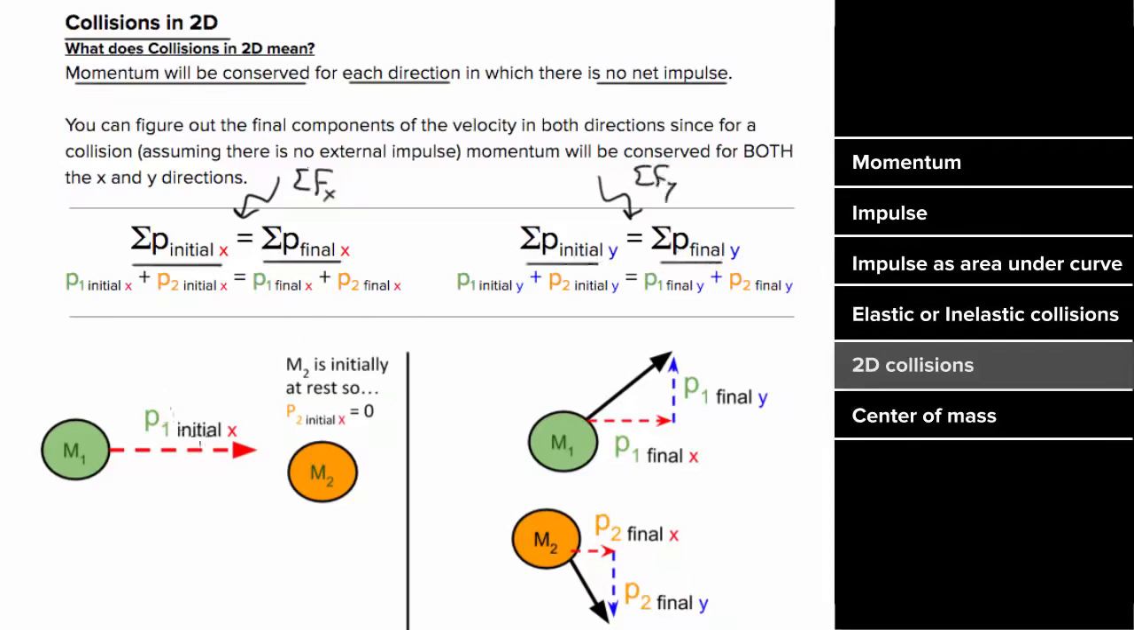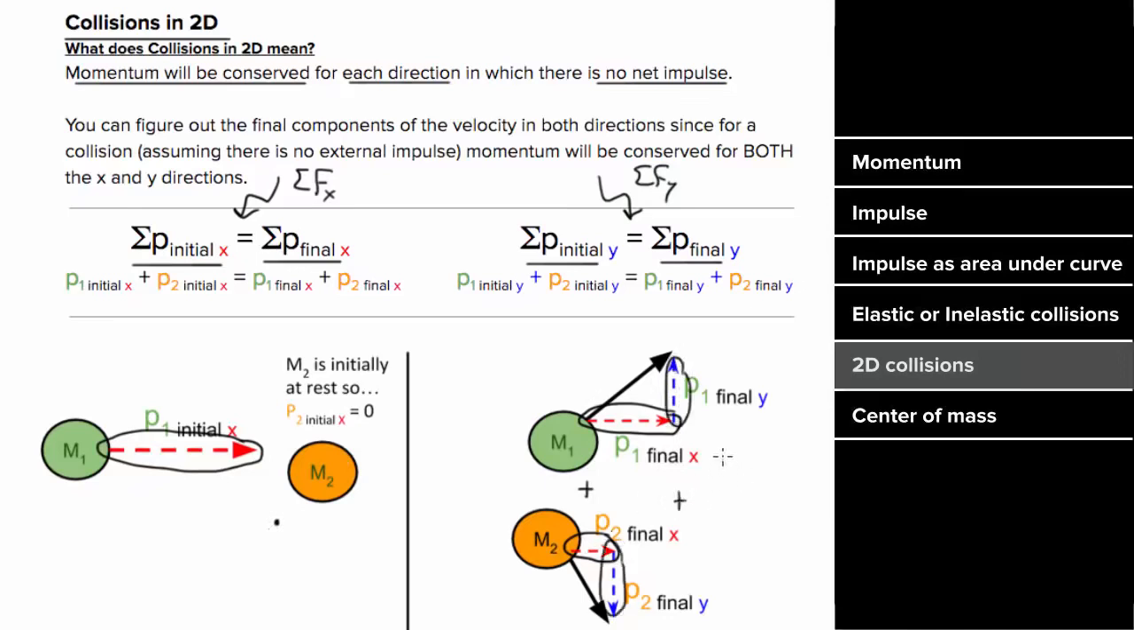So in other words, if two spheres collide in a glancing collision, the total momentum in the x direction initially should equal the total momentum in the x direction finally if there's no net impulse in that x direction. And the total momentum in the y direction initially, of which there is none in this case, would have to equal the total momentum in the y direction finally if there's no net impulse in the y direction.